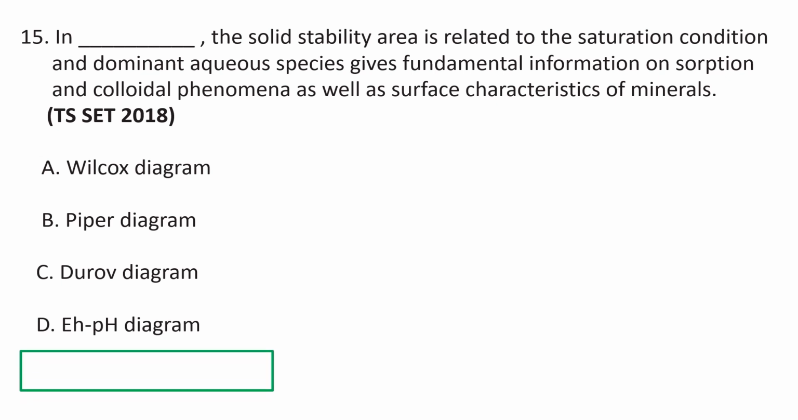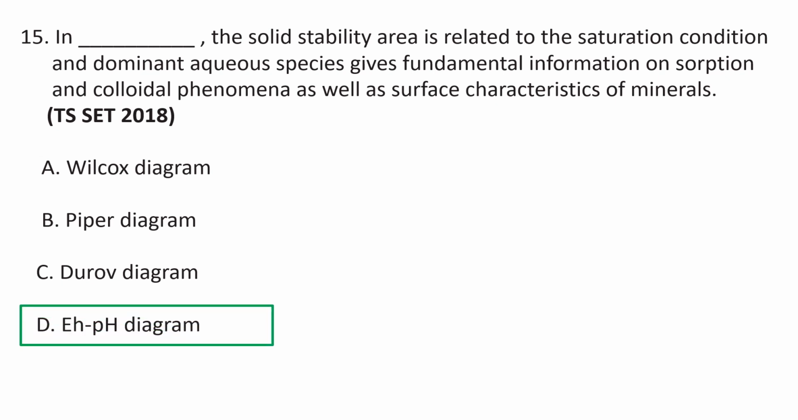EH-pH diagram. So the EH-pH diagram is any class of diagrams that illustrates the field of stability of a mineral or chemical species in terms of the activity of hydrogen ion concentration, that is pH, and activity of electrons, that is EH. So that's why the EH-pH diagram is the correct answer. Whereas the Piper, Wilcox, Gibbs plot, USSL, Durov diagram, all these are plots generated in order to evaluate the groundwater quality characteristics. So here the exact answer is the EH-pH diagram.